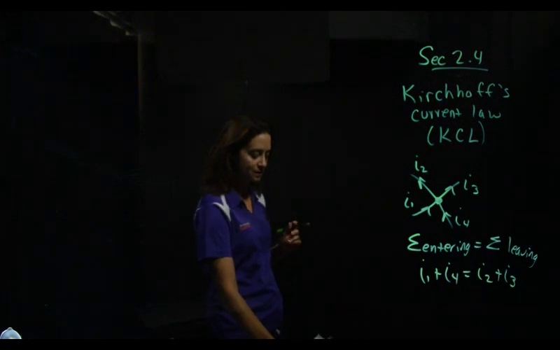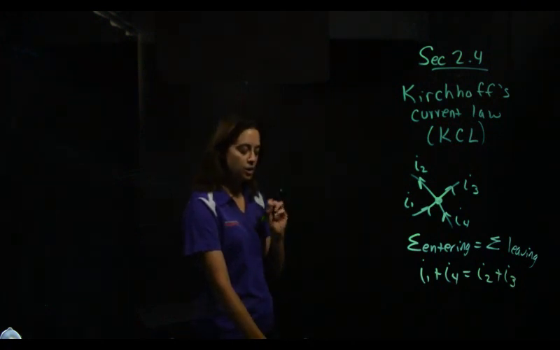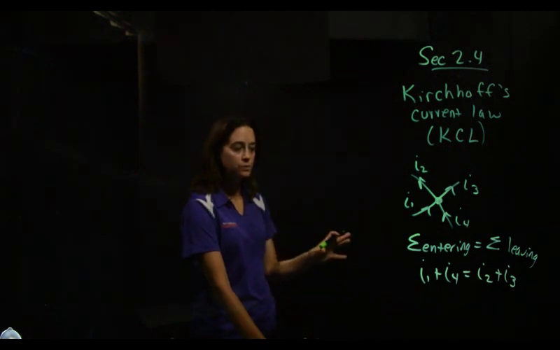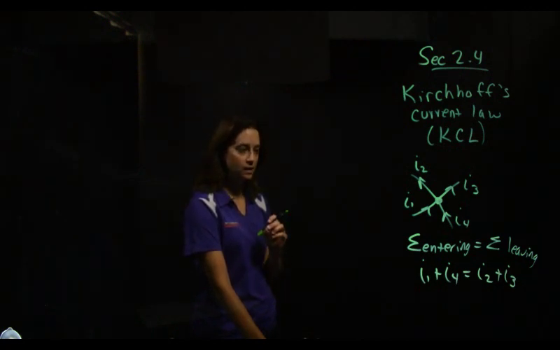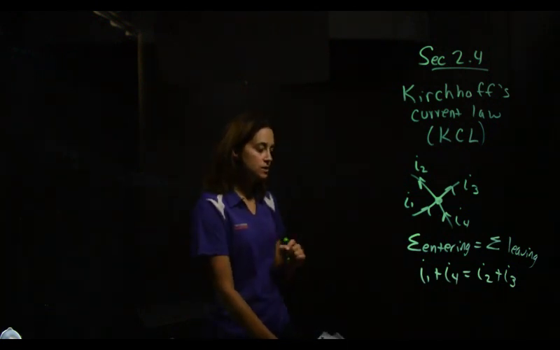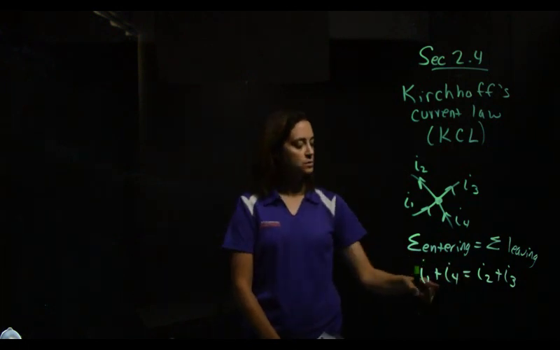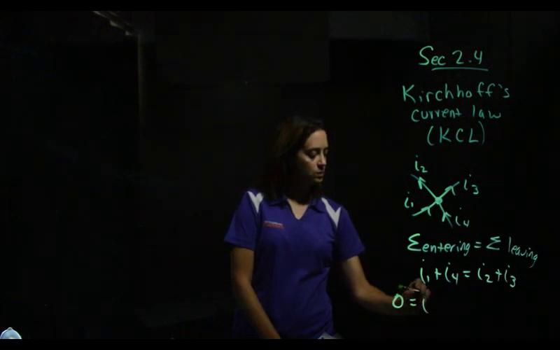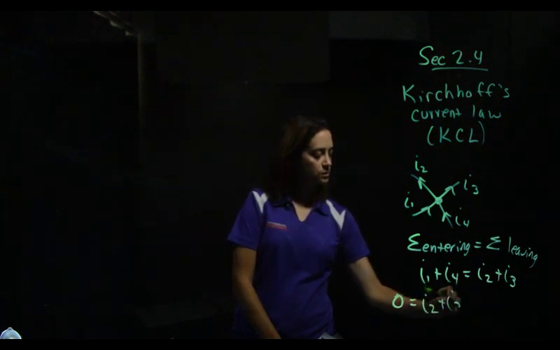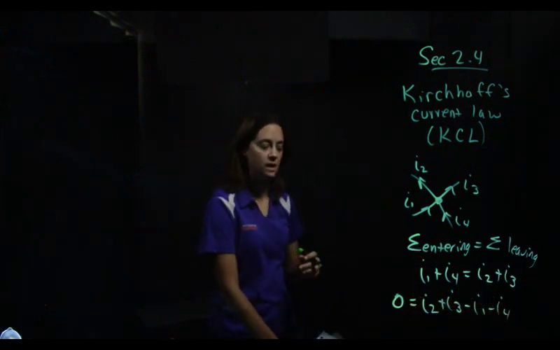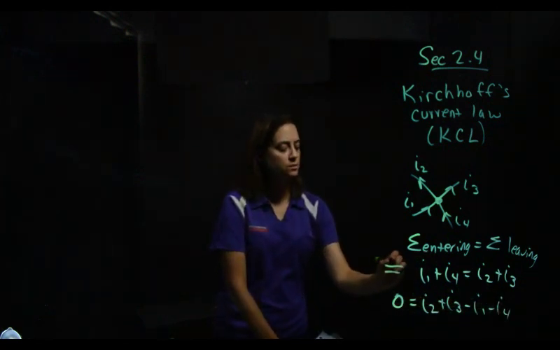Now another way we do this is to say that currents leaving a node are positive. So leaving a node is positive, entering a node is negative. And then the sum of that is equal to 0. That's the same thing, right? So if I say enterings are negative, that would just be moving these over to that side. So I have 0 equals I2 plus I3 minus I1 minus I4. Same exact equation.